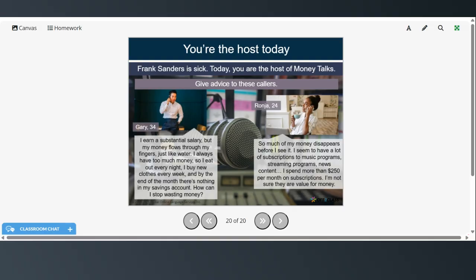And Ranja, 24, says, so much of my money disappears before I see it. I seem to have a lot of subscriptions to music programs, streaming programs, news content. I spend more than $250 per month on subscriptions. I'm not sure they are value for money. So, in the comments, you can pretend to be Frank Sanders and give these two people some advice, remembering to use different forms of conditionals.